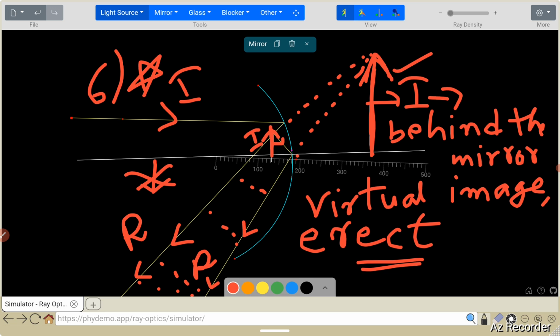Understood? Next, we will see for convex mirror. In the diagram, you already understood, correct? In the simulation, I am just showing how the rays will be moving and the incident rays and reflected rays, how they will be shifting. That is what I am showing in the simulation. Okay.